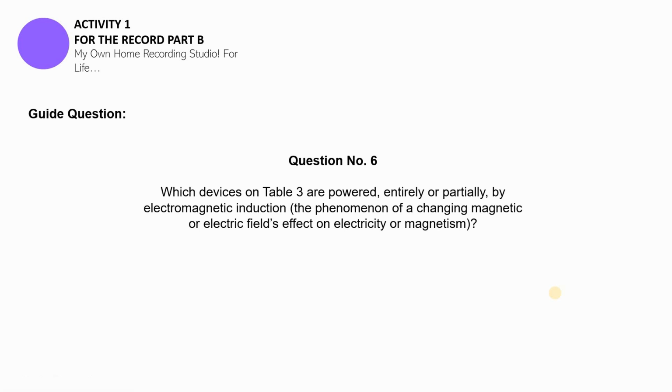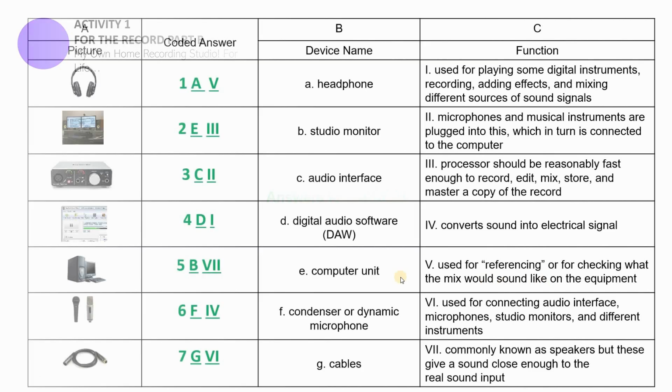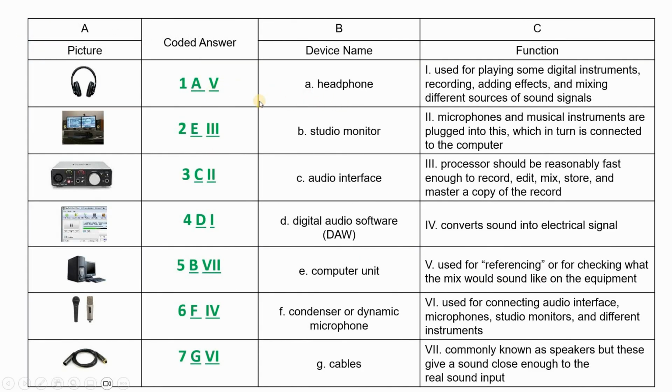Are you through? Okay, let's now proceed to answering the table. The answers to the table are as follows. Number 1 is actually A5. Number 2 is E3. So A5, let's have a look at them. A is actually a headphone. And it is used for referencing or for checking what the mix would sound like on the equipment.